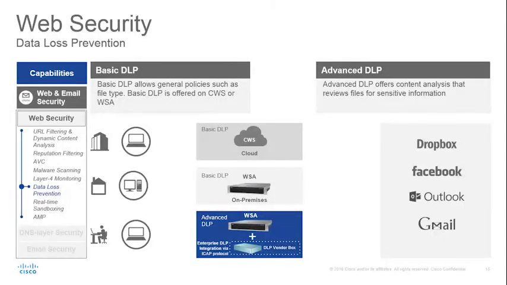Advanced DLP is found on WSA through integrating with third-party DLP solutions. Advanced DLP offers deep content analysis, allowing the solution to scan files specifically for credit card or other sensitive information. With the help of DLP, the administrator can also block the ability to upload certain files to cloud-based sites, such as Dropbox or Gmail. Cloud Web Security offers advanced real-time cloud sandboxing that protects the user even further.